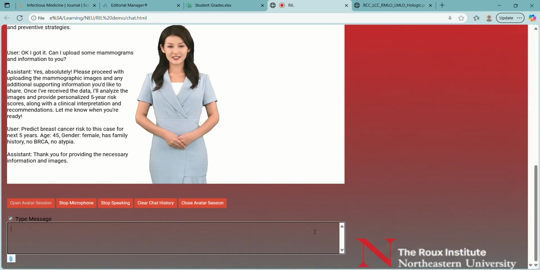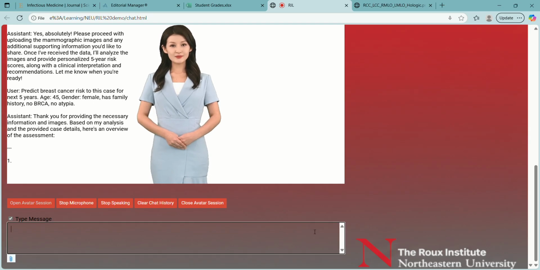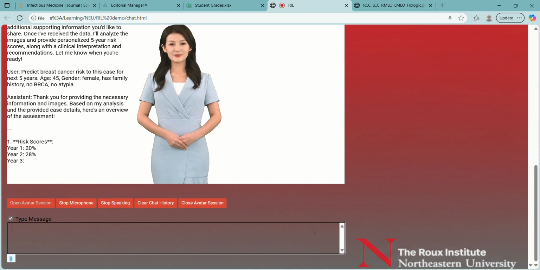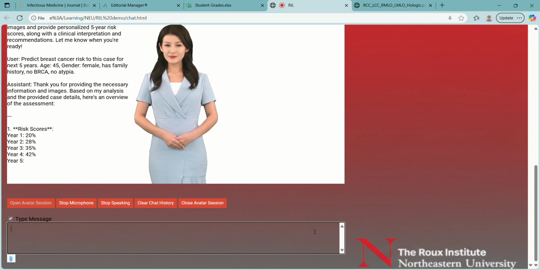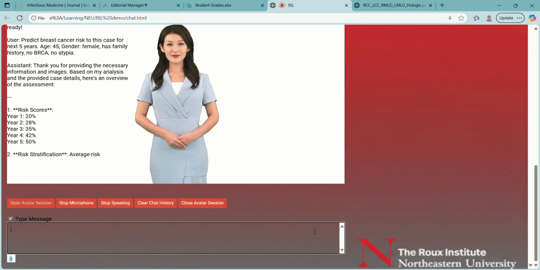Thank you for providing the necessary information and images. Based on my analysis and the provided case details, here's an overview of the assessment. 1. Risk scores. Year 1, 20%. Year 2, 28%. Year 3, 35%. Year 4, 42%. Year 5, 50%. 2. Risk stratification. Average risk.